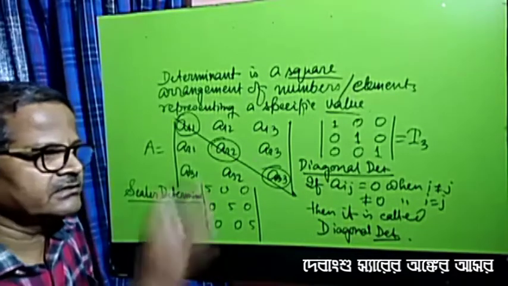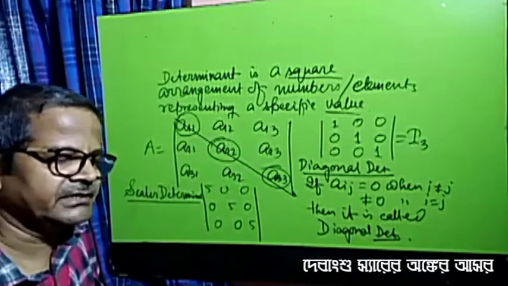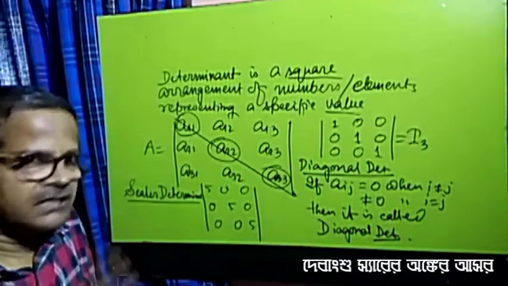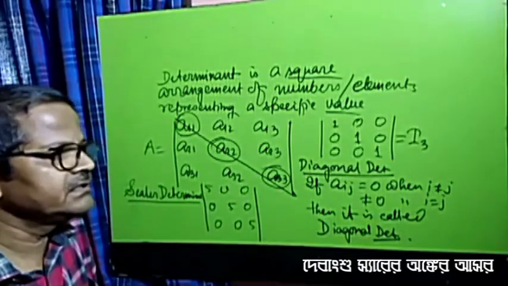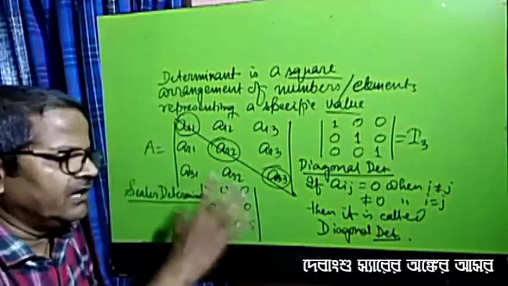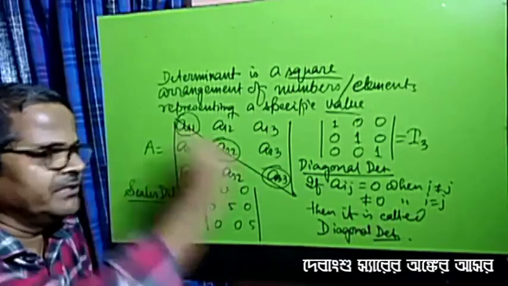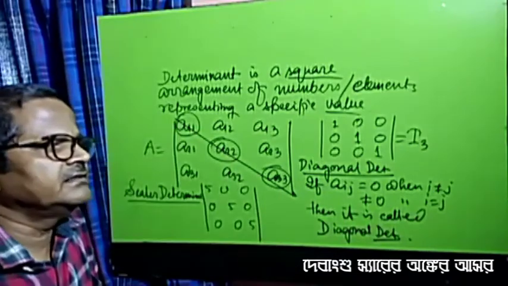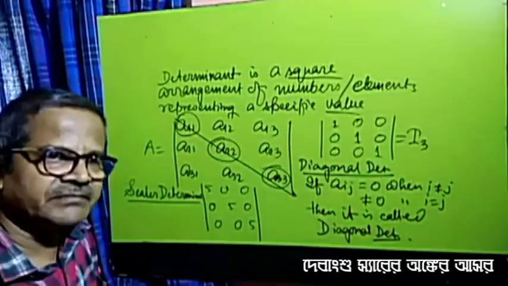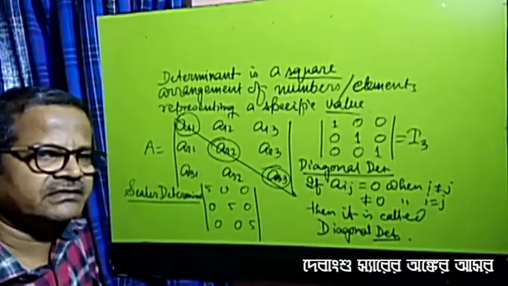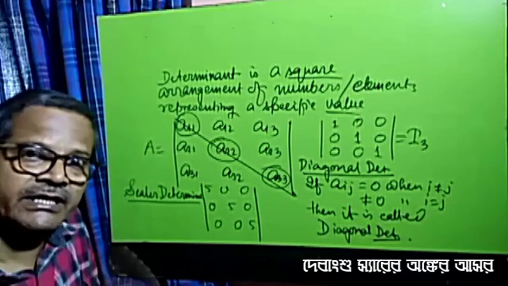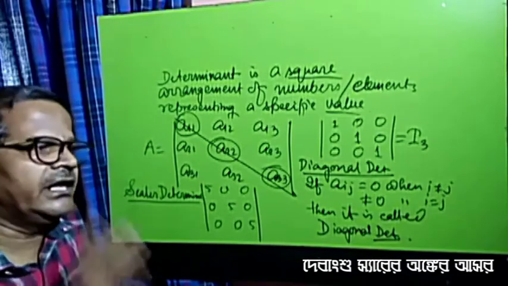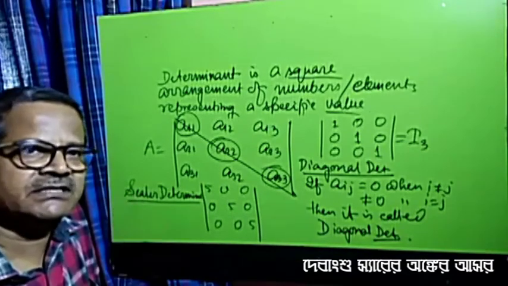Clear? It is called third order unit determinant. So what we learned up to this: what the diagonal elements are called, why they are called diagonal elements, how many diagonals there are. Then diagonal determinant. What is a diagonal determinant? A diagonal determinant is a determinant whose diagonal elements are non-zero, all diagonal elements are non-zero, and all non-diagonal elements are zero.